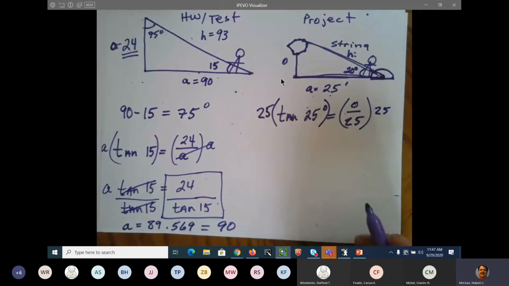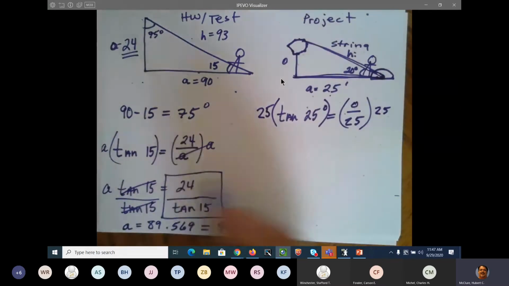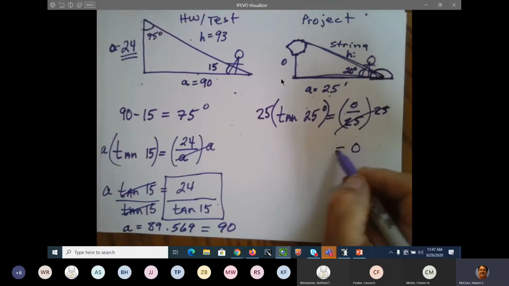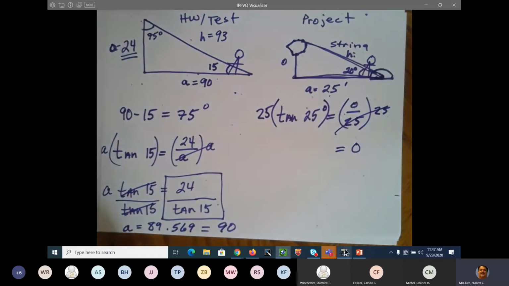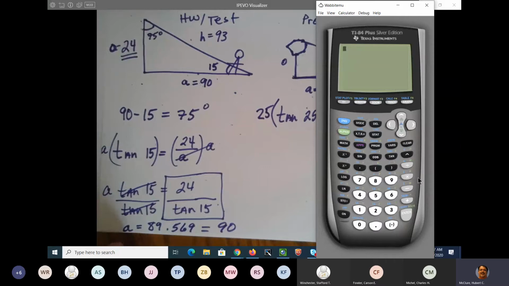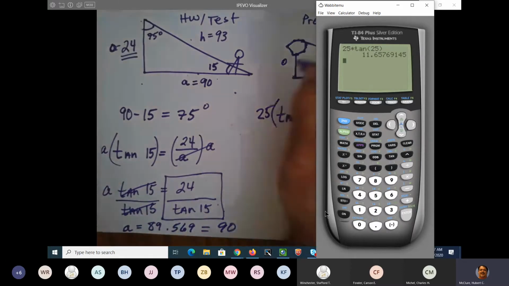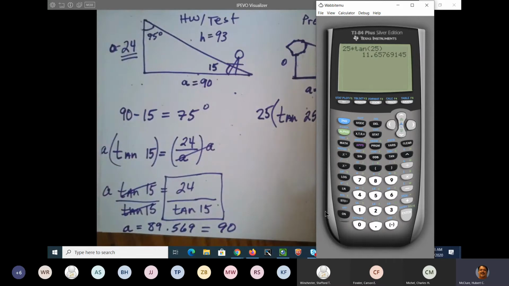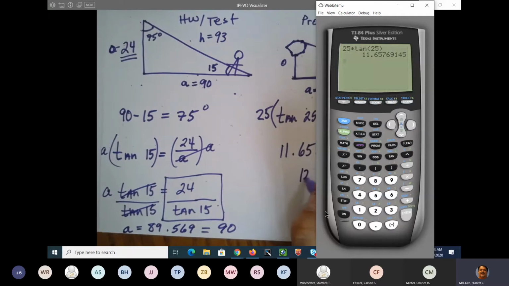And in this case, since we're finding the height, we didn't have to go through and do this. So we just say O, which is the opposite, is equal to 25 times the tangent of 25. And the height of your sign is 11.658, which is 12 feet, or 11.7 feet.